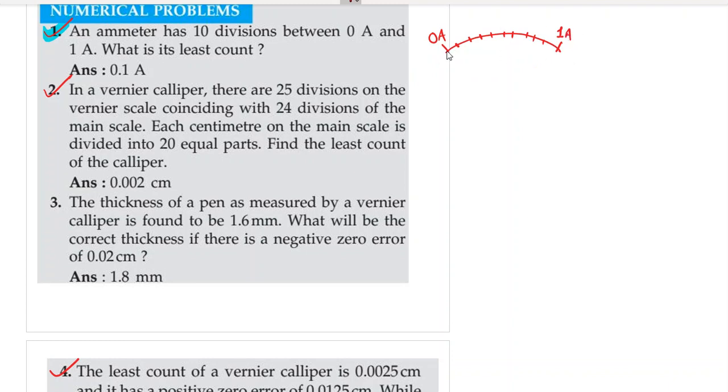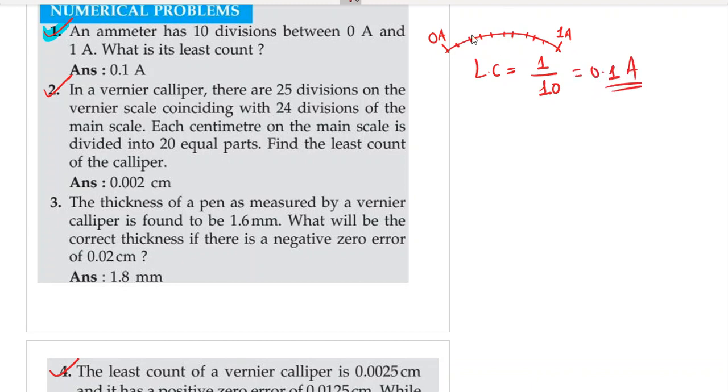What is the least count? So least count is the value of one small division between 0 and 1 ampere. Least count is equal to the value of one small division, right? So we are going to write 1 here and divide it in 10 parts. So 1 divided by 10, 1 ampere divided in 10 parts, so 0.1 ampere.